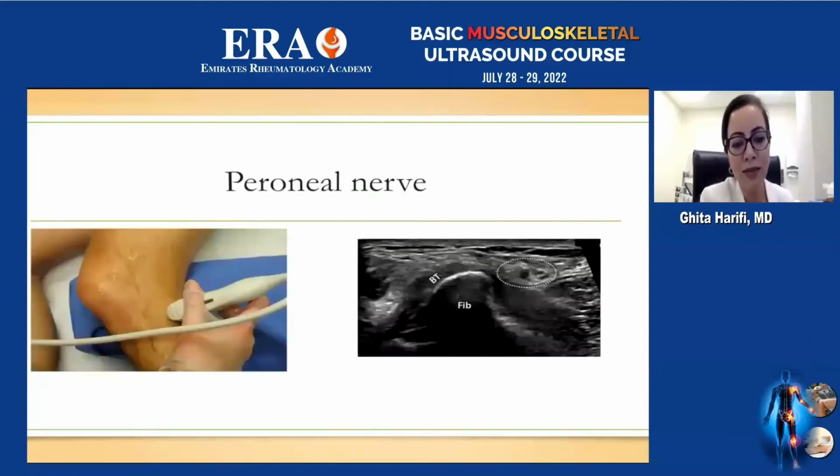Now, at this level, also laterally, you can position the probe in a transverse axis just posterior to the fibula. Once you identify the fibula, you'll probably be able to appreciate this view of the peroneal nerve, an oval structure coursing posteriorly to the fibula. The peroneal nerve should be hypoechoic, usually with the fascicular appearance that we know for nerves. It's sometimes seen here, and it can also be a source of lateral knee pain.